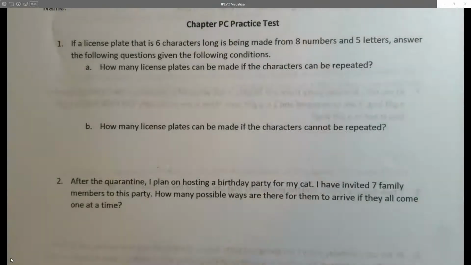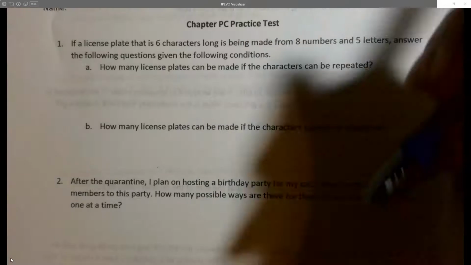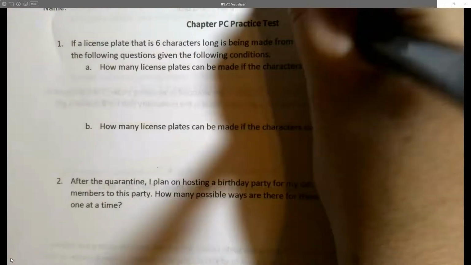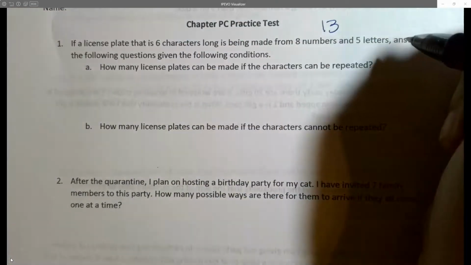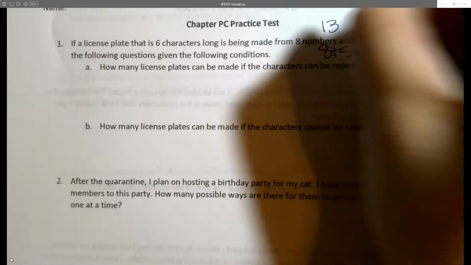All right, so on this practice test, the first question is asking me if a license plate that is 6 characters long and is made from 8 numbers and 5 letters, how many match the following conditions. The first important thing to note is that I have 13 total characters because I'm choosing from 8 numbers and 5 letters, so I added those two together to get the 13.